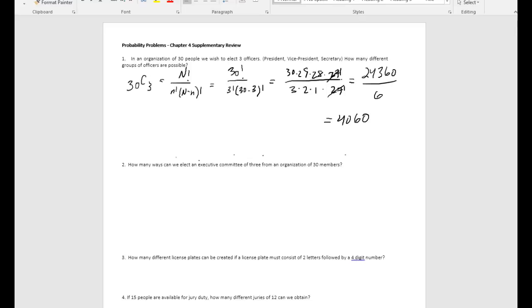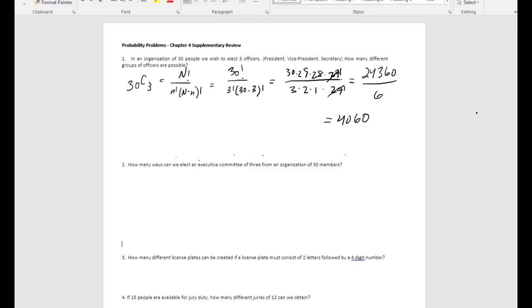All right, number 2, how many ways can we elect an executive committee of 3 from an organization of 30 members? So this is just saying how many ways can we elect the vice president, president, secretary. Basically this turns this group of 3 into a multi-step problem. So we had 2 different counting rules, the combination rule and the multi-step rule. The combination rule we just saw in number 1, that's the 30 choose 3. And the multi-step was when you have different steps or different buckets that you can put things into.